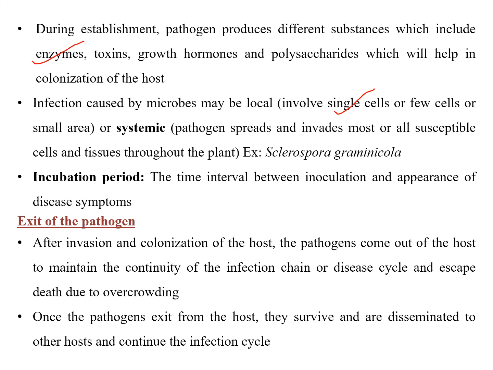Systemic means it spreads from the site of infection and reaches the reproductive structures also. That is, the pathogen spreads and invades most or all susceptible cells and tissues throughout the plant. That is systemic invasion. An example of systemic and local invasion is Sclerospora graminicola. It can cause both local and systemic infection.